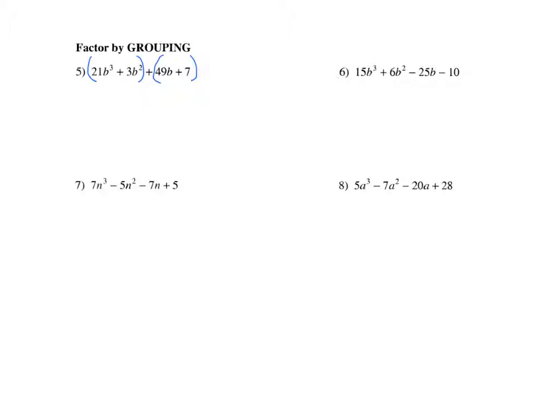So in this first group, I could pull out a 3b squared. And then I'd have a 7b plus 1.